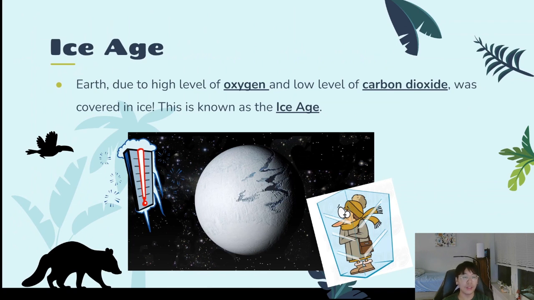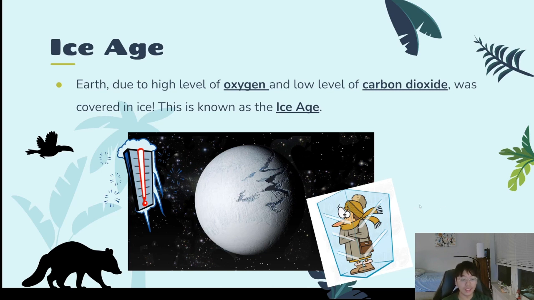Now, getting on to the Ice Age, the cold period. So, when was this? And how did this happen? Earth, due to the high level of oxygen, like we talked about before, how the bacteria released oxygen into the atmosphere, and the low level of carbon dioxide. We didn't talk about carbon dioxide yet, but you can think of it as a certain gas that is in the atmosphere. And with the high level of oxygen and the low level of carbon dioxide, the Earth was covered in ice.